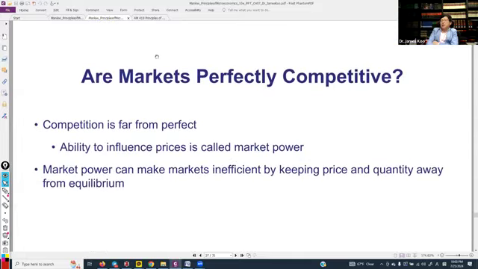Markets are perfectly competitive. Competition is apart from the perfect. The ability to influence price is called market power. Market power can make markets inefficient by keeping price and quantity away from equilibrium.